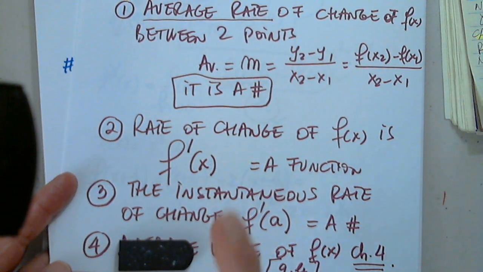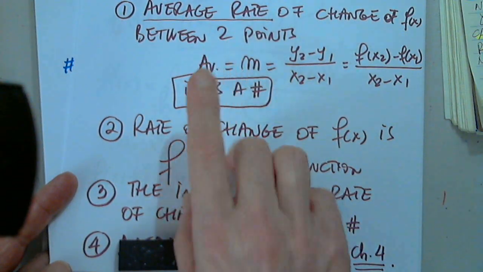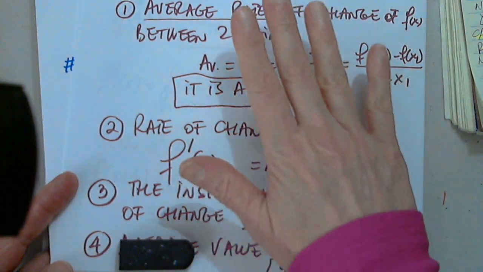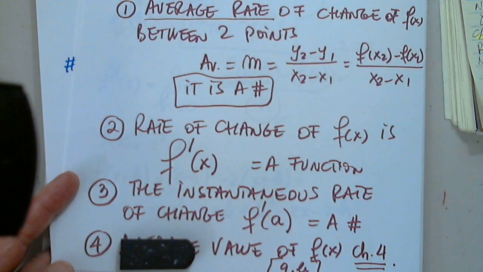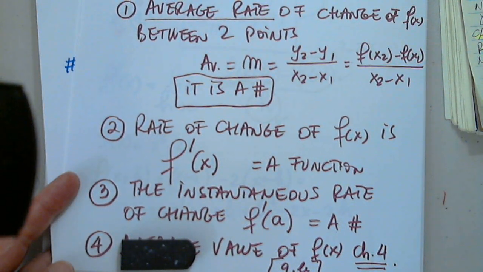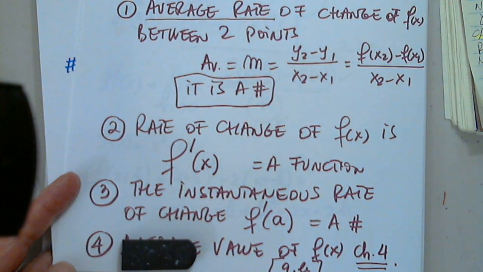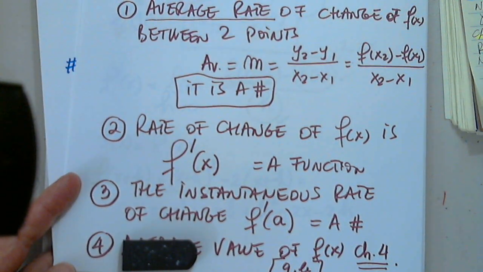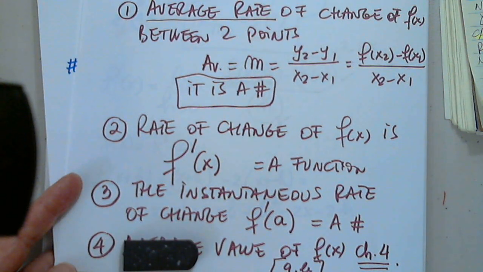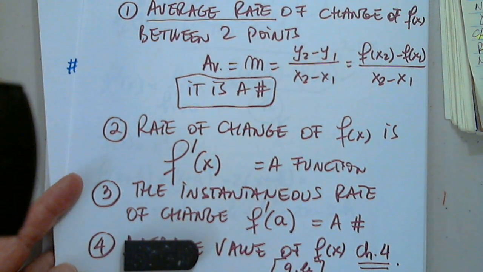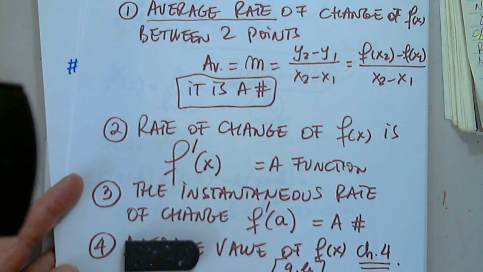One is the average rate of change between 2 points. We don't have 2 points, so this can never be. That's why the concepts are very important. And maybe, at least at the beginning, we need to emphasize this. The rate of change, it does not say the word average. If it doesn't say the word average, we cannot choose number 1.